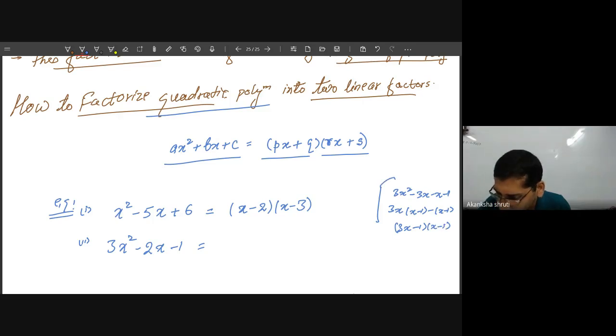This I will explain you. So we have to understand how I have just converted this into this one. This thing I will make you learn today. So this can be equated as the product of x minus 1 and 3x plus 1.